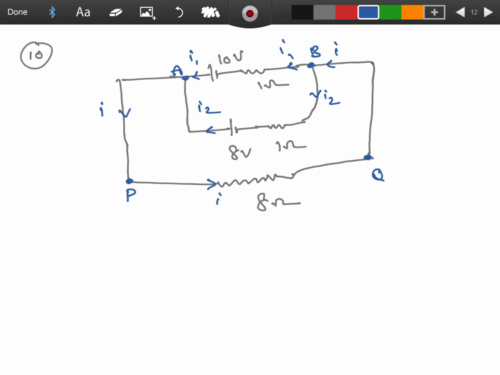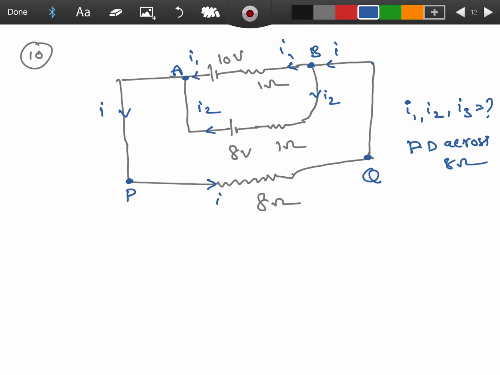Now how to solve this one? A, B, P, Q, the loop is given. They're asking to find the currents. I1 you need to find, I2 you need to find, I3 also you need to find. Also the potential difference across the 8 ohm.